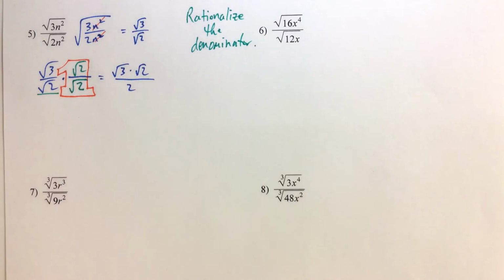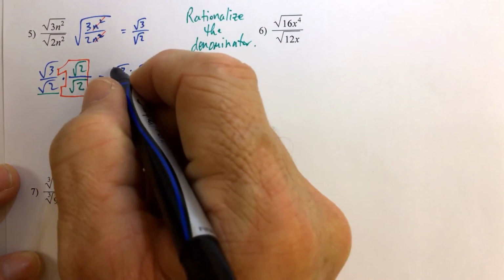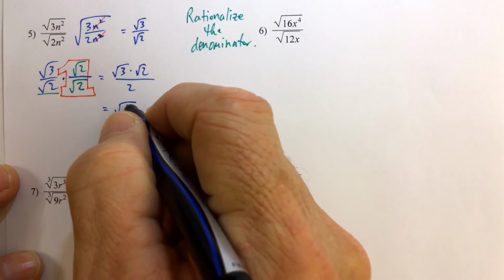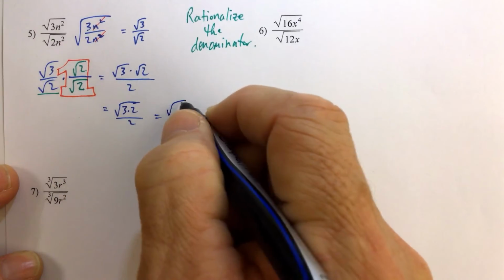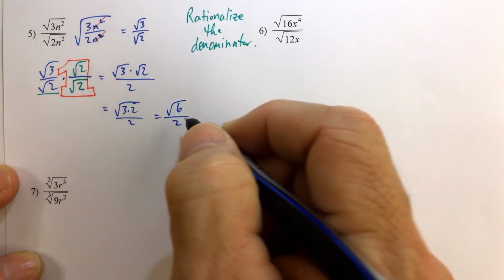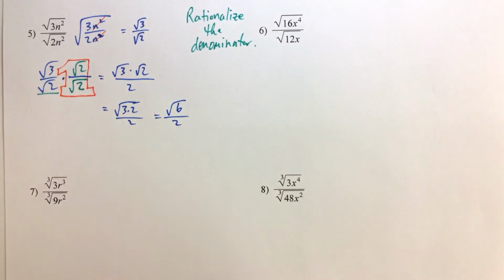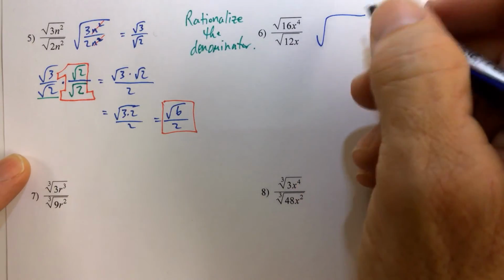Radical 3 times radical 2. Now we're going to reverse the big idea from the multiplication section. When you see the radicals have the same root, you get to combine what's under. 3 times 2 over 2, which is radical 6 over 2. There are no pairs of factors underneath the radical, so we can't pull anything else out. We have to leave it alone. Radical 6 divided by 2 is it. That's it. So let's go on to the next one. See if you can do this one on your own. Pause the video, try it on your own.